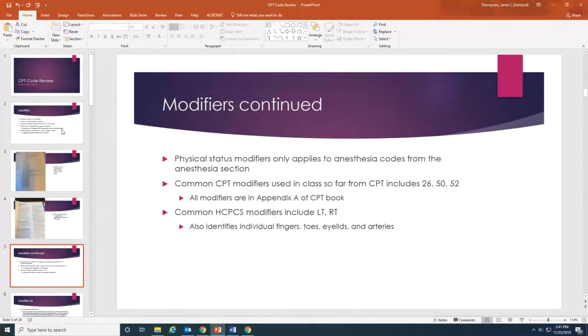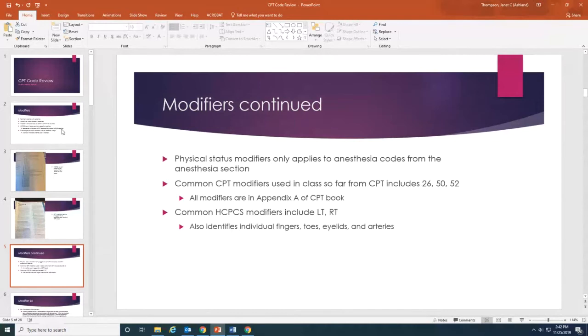Physical status modifiers only apply to anesthesia codes, specifically the anesthesia codes listed in the very first section of our book. It's a smaller section of the book, but that's what these codes apply to. They do not apply to any other CPT codes. This is usually going to be captured by an anesthesiologist. The physical status modifiers range from one level, a healthy, normal person, up into patients with extreme systemic illnesses like progressed cancers or brain dead individuals that are having organs harvested. There are only 1 through 6 of the physical status modifiers, and again, these only apply to anesthesia codes. We're not going to be doing much more applying than a P1. You're not going to have to guess what physical status a person is in.